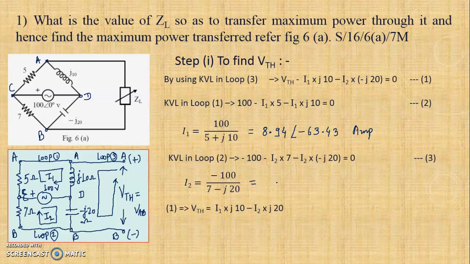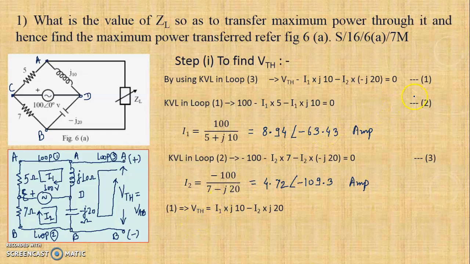Now this is equal to 4.72 angle minus 109.3, again in amperes. So we got the values for I1 and I2, right?